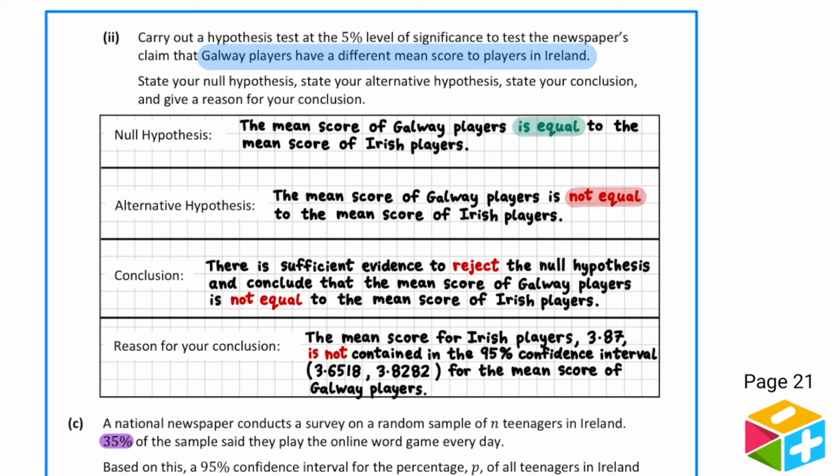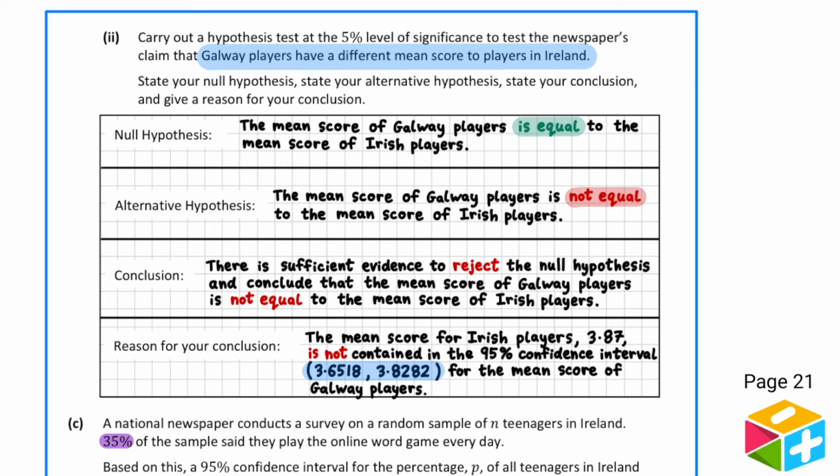To make our conclusion, we'll need to rely on the relationship between hypothesis testing and confidence intervals. In the previous part of the question, we found a 95% confidence interval for the mean score of Galway players. It was 3.6518 to 3.8282. One way to think of this is that we're assigning 95% confidence that the true mean is within these bounds.